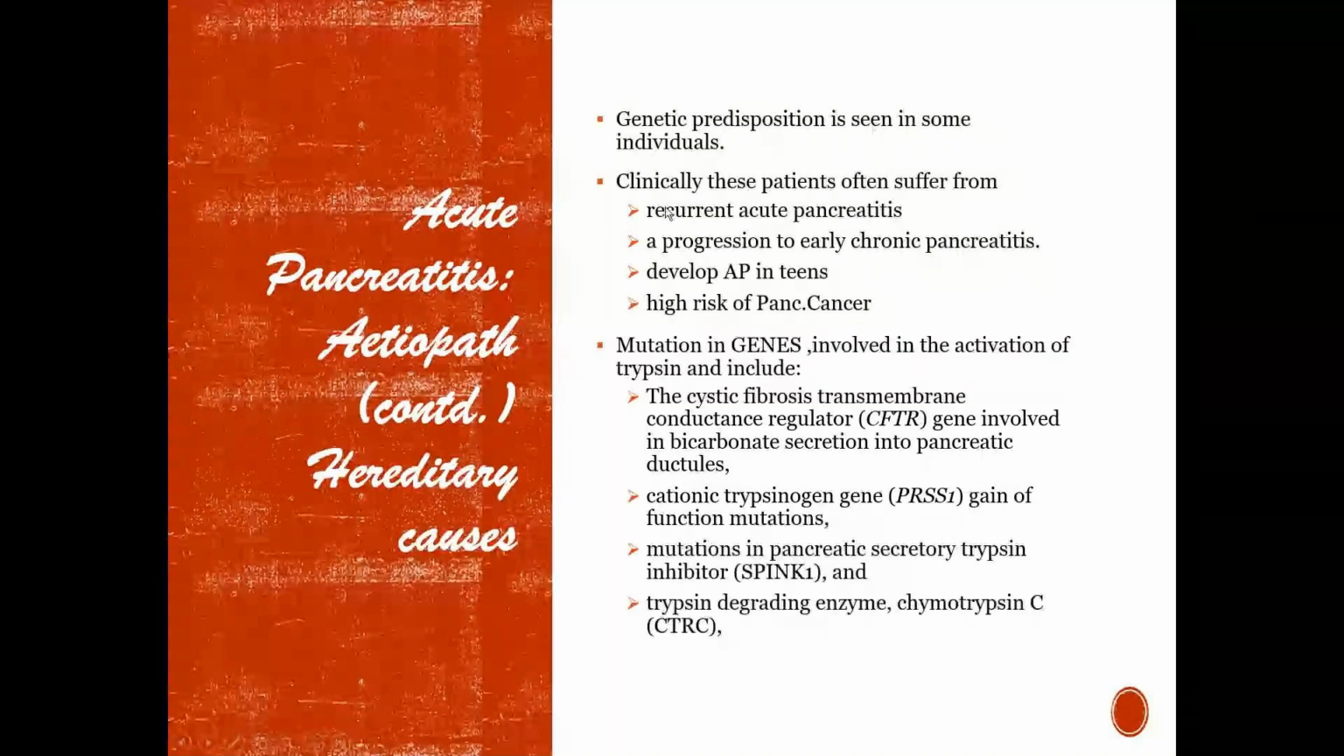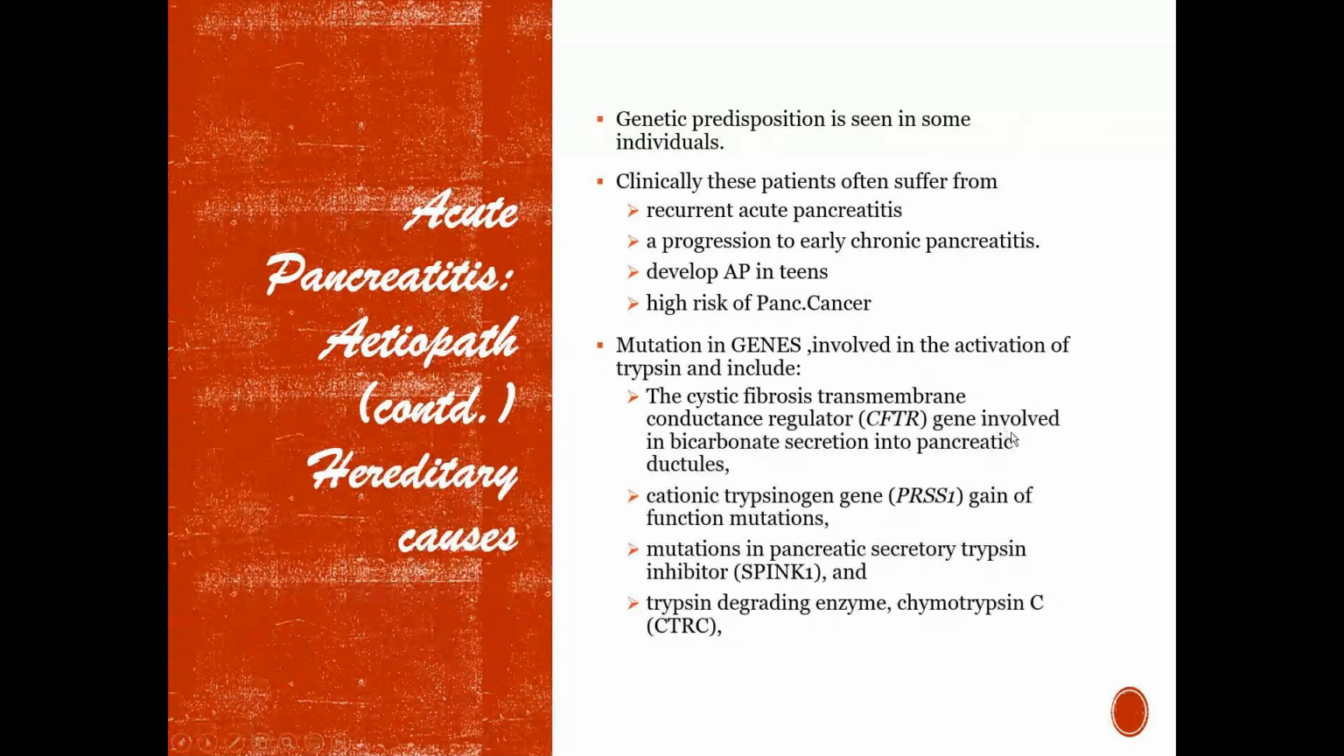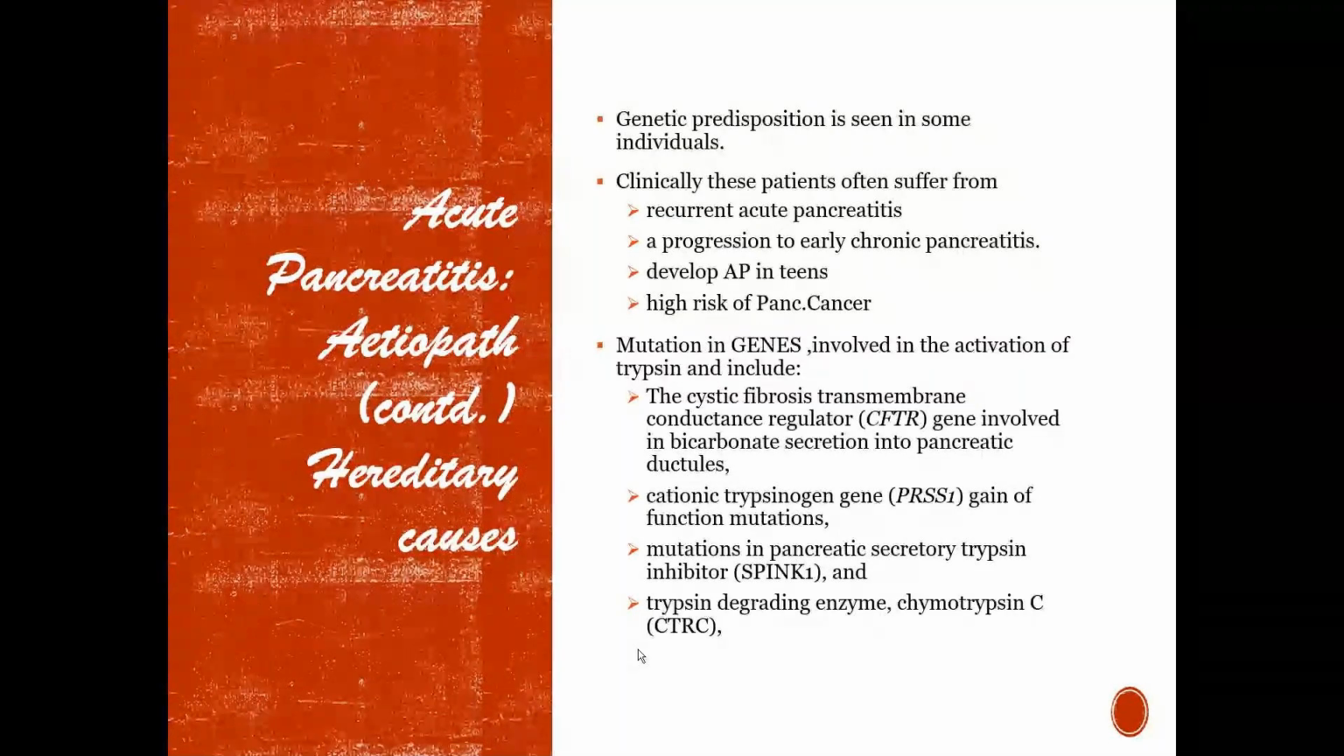Now, which genes are involved? There's a whole list of genes involved. We'll talk about the genes more when we talk about chronic pancreatitis. But here, just to enumerate them, one is the cystic fibrosis transmembrane conductance regulator. The other is the cationic trypsinogen gene. Then the pancreatic secretory trypsin inhibitor, or SPINK1, and of course the trypsin degrading enzyme chymotrypsin C, that is the CTRC gene. So these are the genes identified as causing acute pancreatitis.